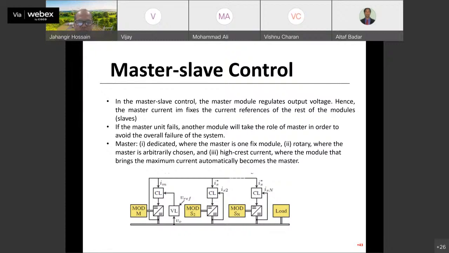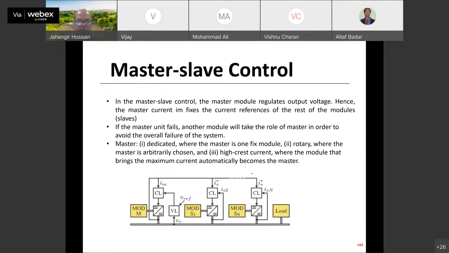So the way it works, for example, let's say this is all the devices that you have, and this is your master controller. What this master controller does is control the voltages for that particular system. At the same time, it is also making the reference for all other devices, and all the devices just follow the command given by the master. So this is the main idea of master-slave control.